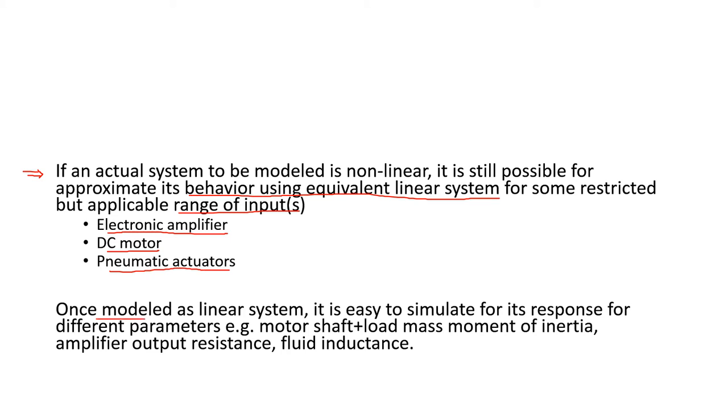However, once the system is modeled as a linear system, it is easy to simulate its response to different parameters. For example, we can talk about motor mass moment of inertia, in case of an amplifier, the amplifier output resistance, and fluid inductance. And because we have a model available for simulation, we can tweak the values of these parameters and optimize the performance of our linear system.